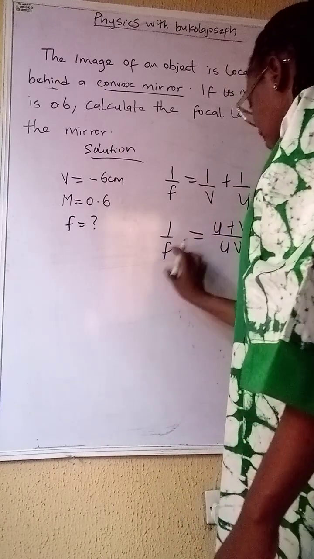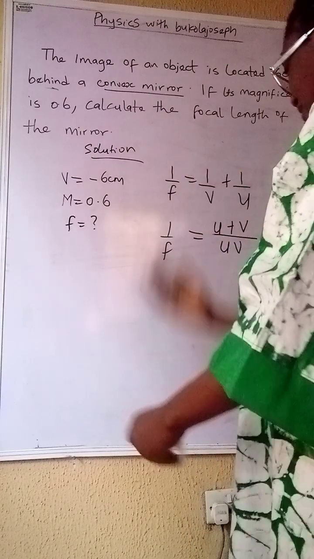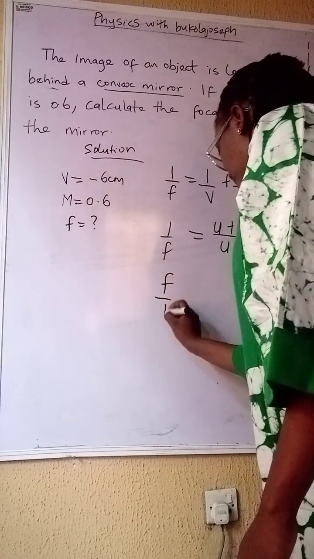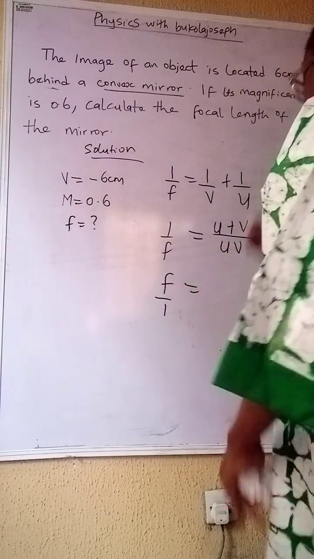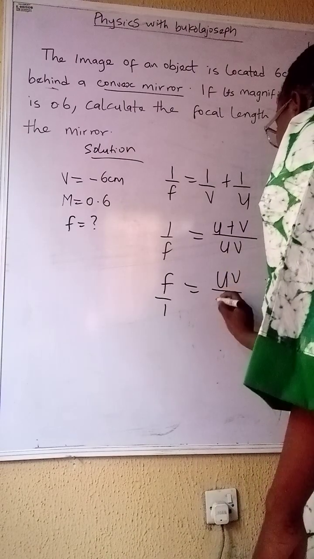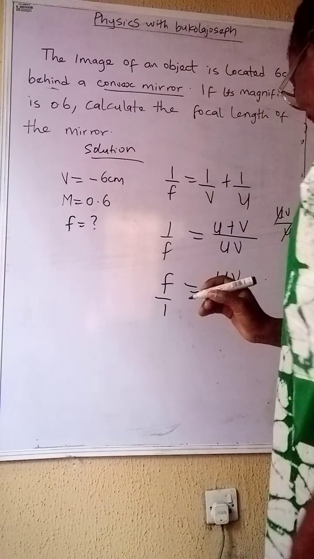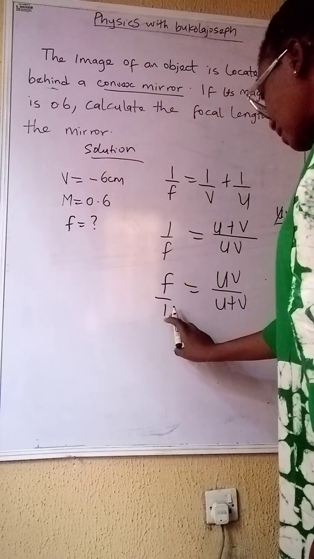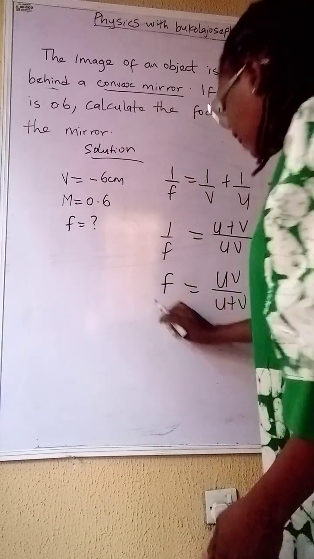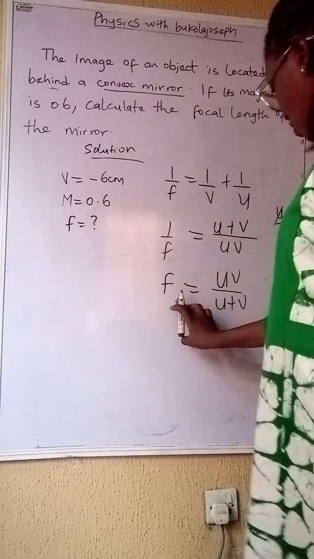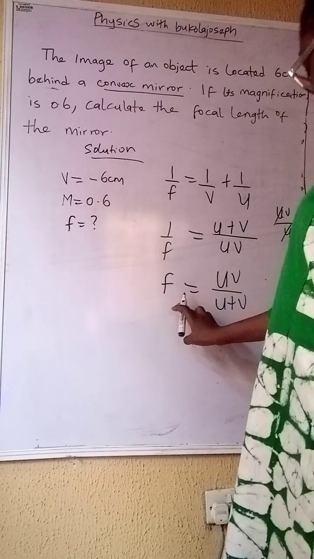To find reciprocal is simply to find the inverse. This becomes F over 1 and this becomes UV over U plus V, right? Anything divided by 1 will give us that same thing. Like 4 divided by 1 will still be 4. So F divided by 1 should still be F.